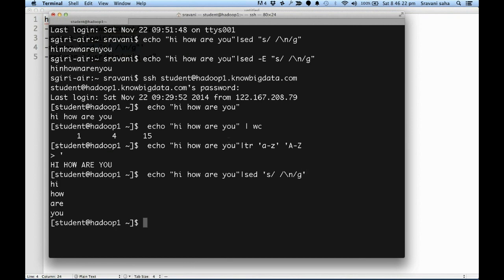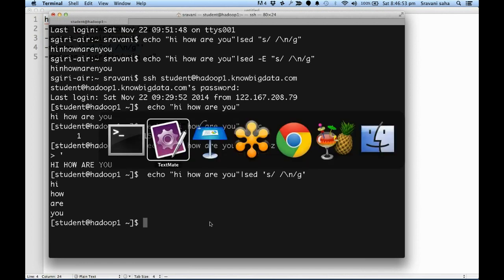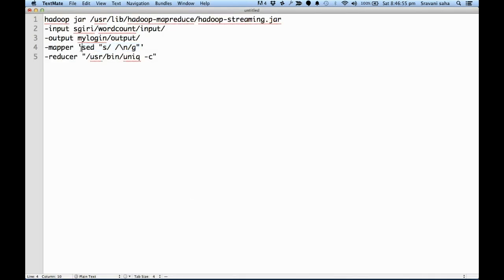Now, if you see, all SED did was convert the spaces into new lines. Is this clear to everybody? What does this command do? Anything you feed this command, it will replace space with new line, whatever you feed it. And the mechanism to feed it is by way of pipe. So this is a command to which if you feed anything, it will convert it into one word per line. Make sense?